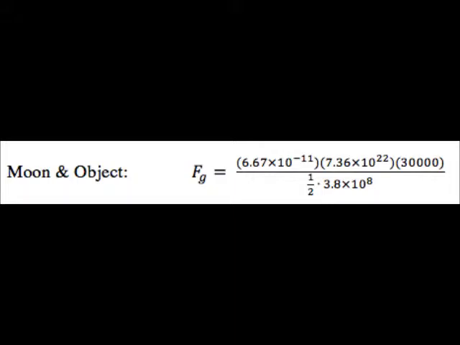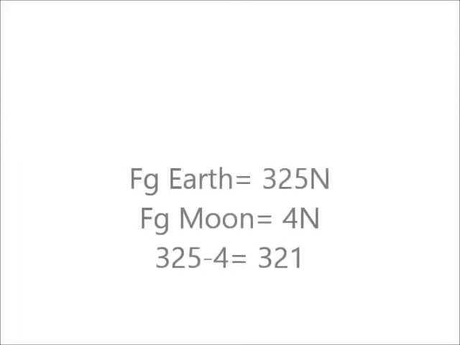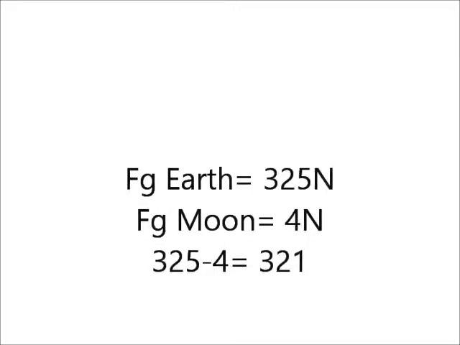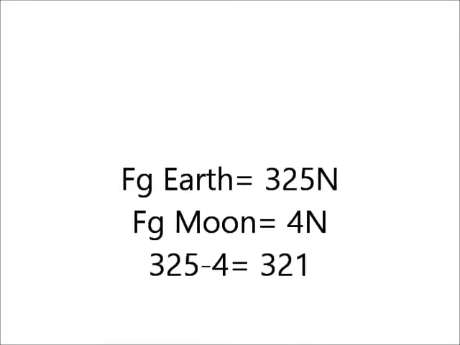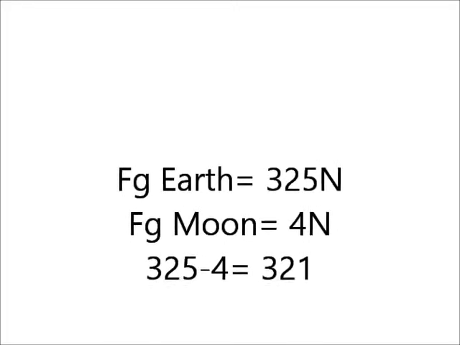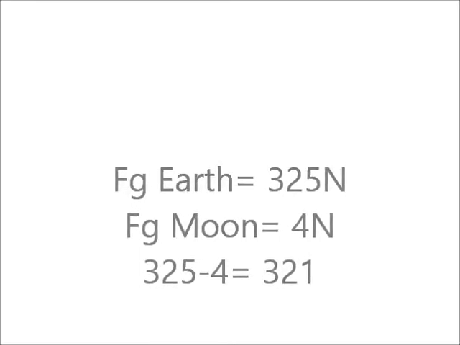Then we do the same thing for the Moon, plugging in the same radius but changing the mass to that of the Moon, and then solving for the force of gravity. After solving both equations, we get the force of gravity Earth exerts on the spaceship as 325 newtons, and the force of gravity the Moon exerts as 4 newtons. Subtracting one from the other, we get 321 newtons of force.